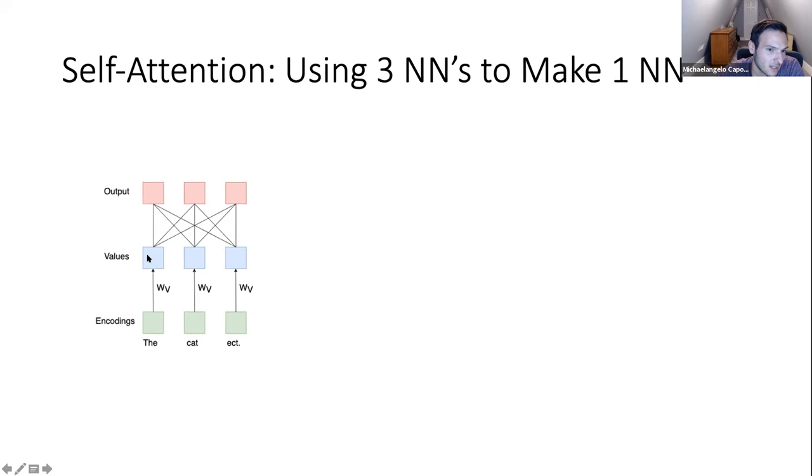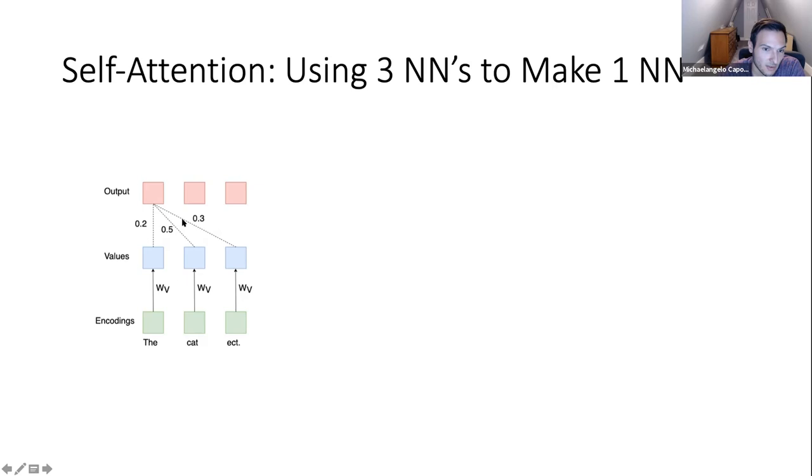And then now you're going to take linear combinations of these vectors, of these values. So to generalize the connections, we'll start looking at the first one. We're going to create a generalized representation for "the." Maybe you want to keep a good amount of "cat" in your representation. And maybe there's a little bit of information in the rest of it, in the "et cetera," that you want to keep as well. So these values are going to be determined on the fly, and we're going to use the other two neural networks to decide that.